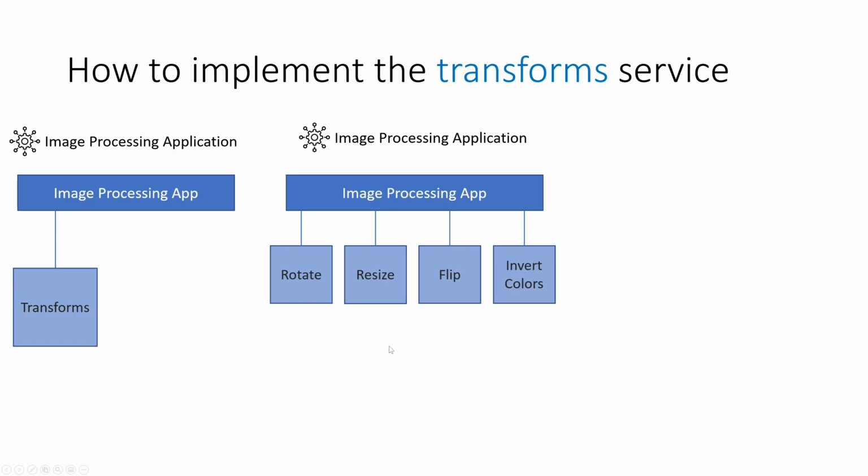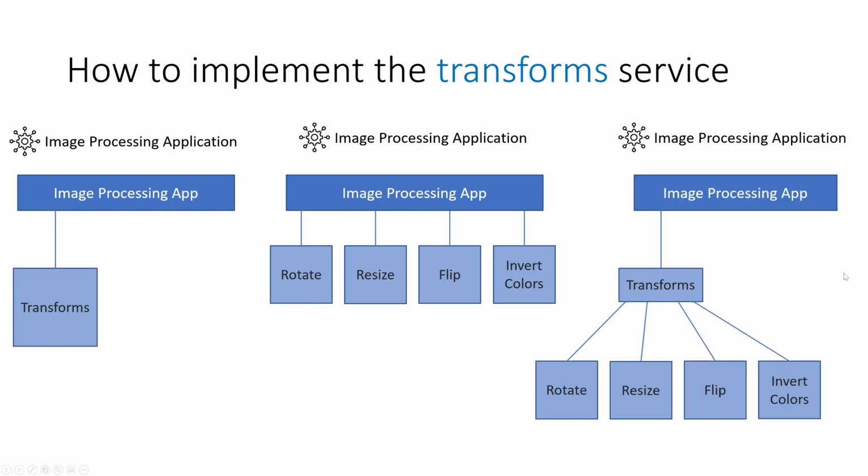Another design would be to break down the transforms service into each individual transform. So you could have a smaller rotate microservice that rotates images and another resize microservice that resizes images, and flips them horizontally or vertically. So we can break down the transforms service into smaller components. And we could even have a different approach where we have a single transforms service that the image processing app will interact with, and then the transforms service will use other microservices that each implement a different transform. And again, there's no right or wrong, there's just different options and you have to pick one.